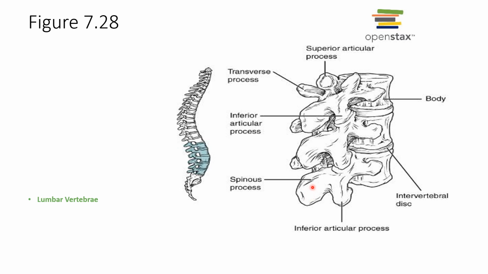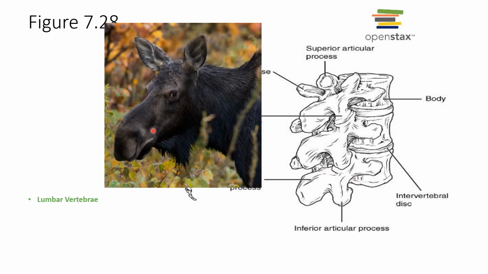And if you want to simplify it even more, I just take a look at these vertebrae, and I think they look kind of like a moose, because this could be that spinous process here, a short and very thick spinous process.